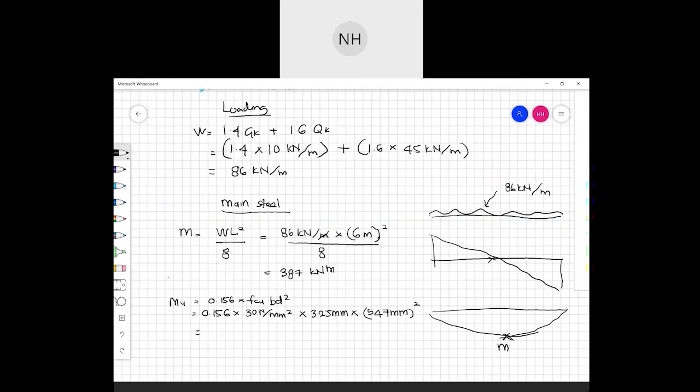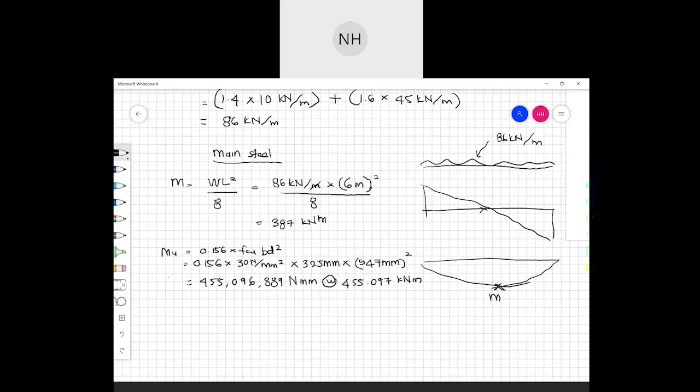Ezah Amani, what is the answer? 455.09. Okay, you will get 455.096889. Correct? So this is in Newton mm. Or 455.097 when you convert it to kilonewton meter. Alright, correct.